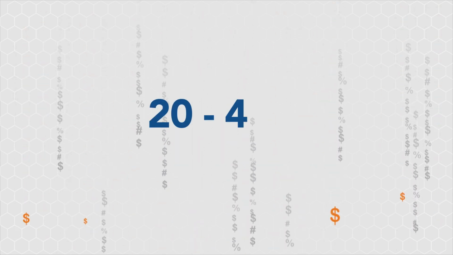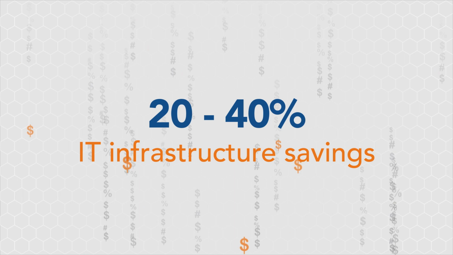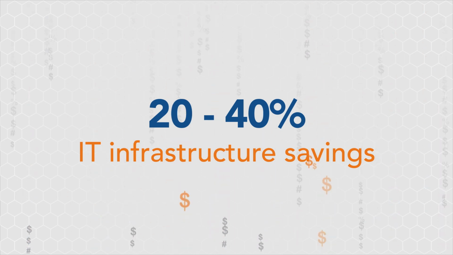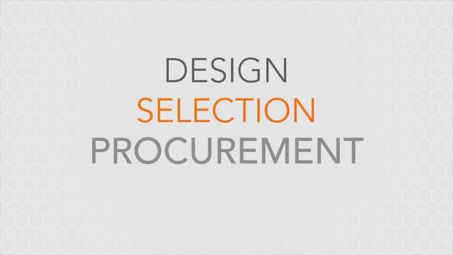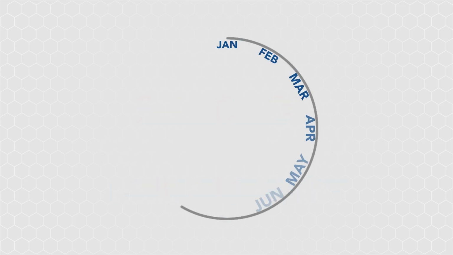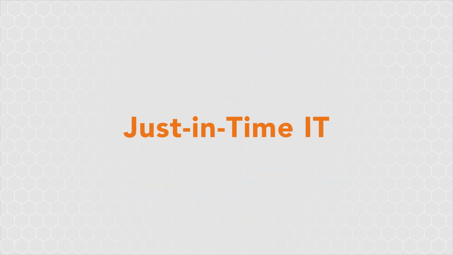All designed to help you to realize 20 to 40% in IT infrastructure savings while reducing the design, selection, procurement, and deployment processes from months to minutes with Gravitant's just-in-time IT approach.